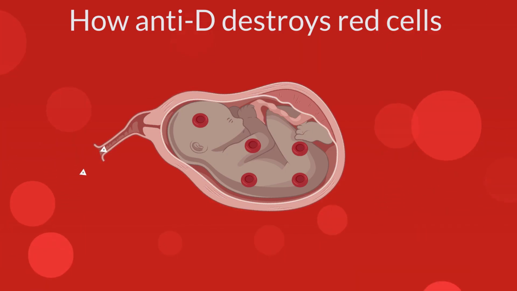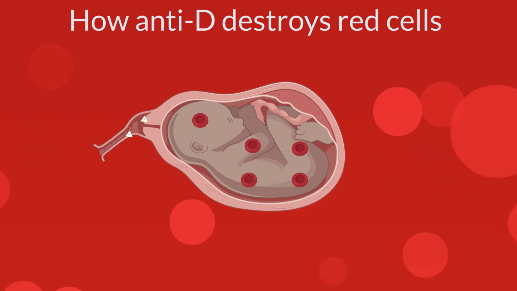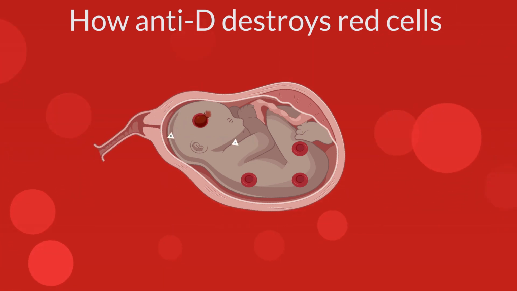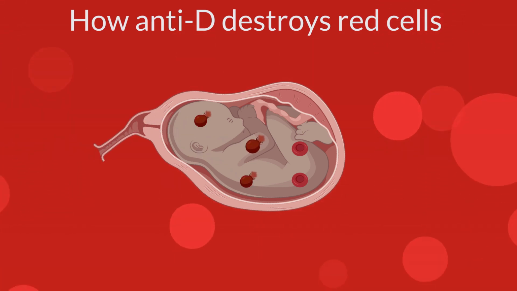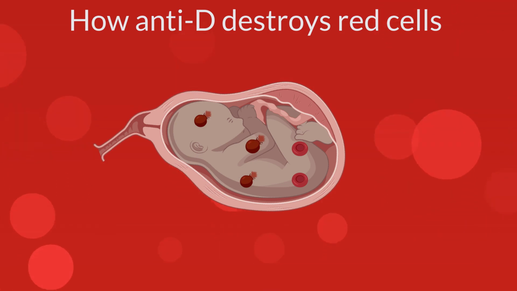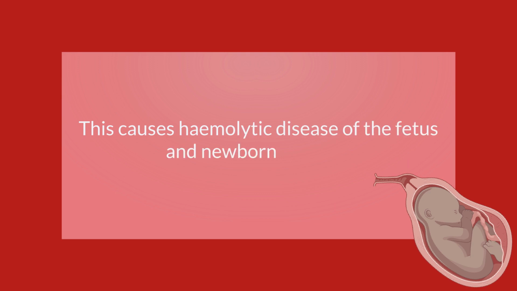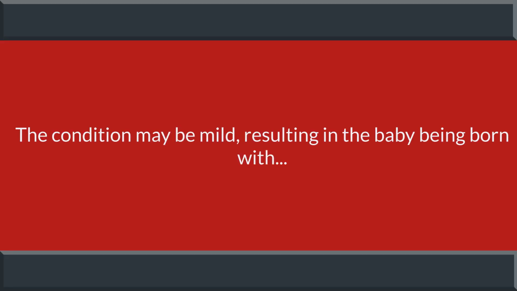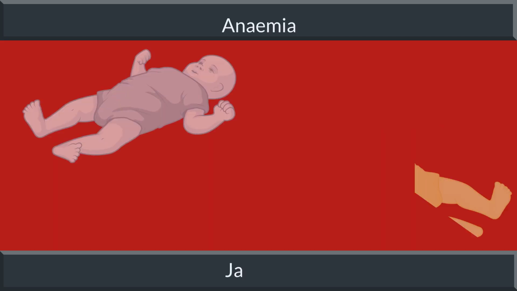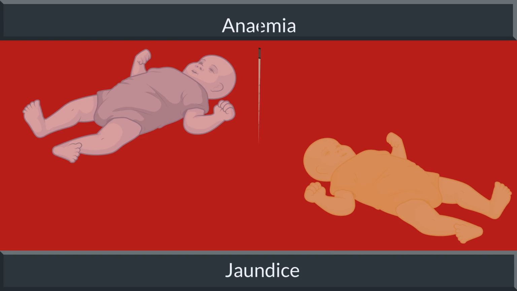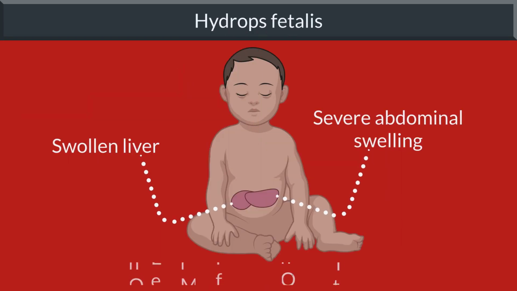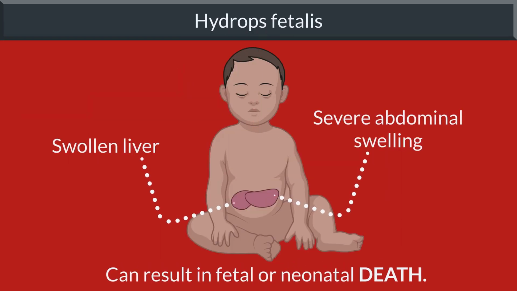During pregnancy, anti-D can cross the placenta from the mother into the fetal circulation. If the fetus is D-positive, the antibodies can destroy fetal red cells. This is called hemolytic disease of the fetus and newborn, or HDFN. The condition may be mild, resulting in the baby being born with anemia and jaundice, or can be severe with hydrops fetalis, resulting in fetal or neonatal death.